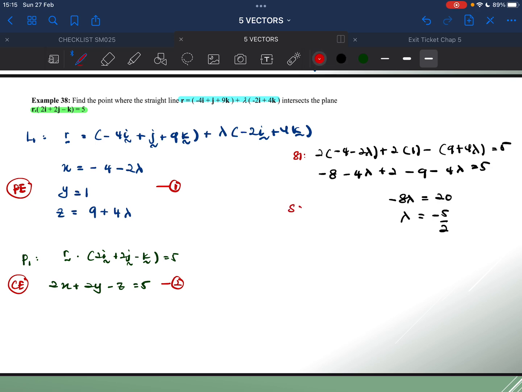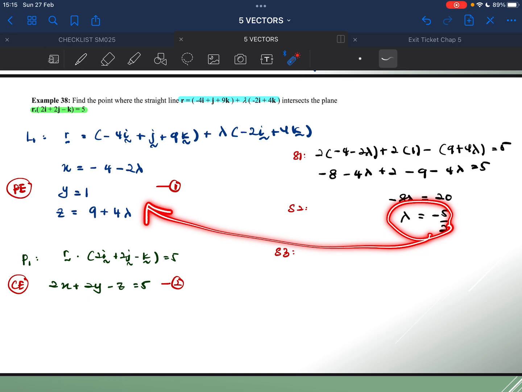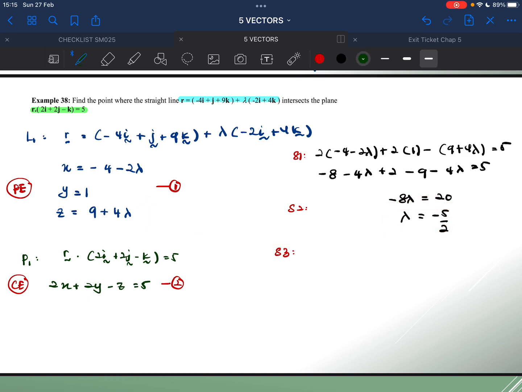But for this question, we want to find the lambda. To find the point of intersection, we are going to substitute back the lambda into your parametric equation of the line. So here we have x equals negative 4 minus 2 times negative 5 over 2. Y equals 1, so you don't have to find the coordinate of y. Z equals 9 plus 4 times negative 5 over 2. So here x is going to be 1 and here z is going to be negative 1.